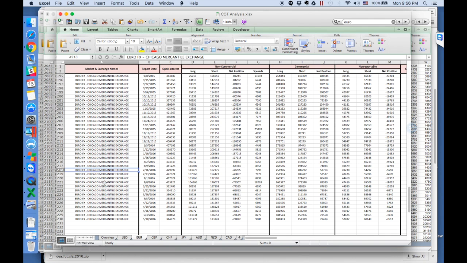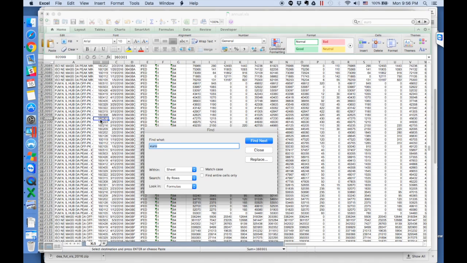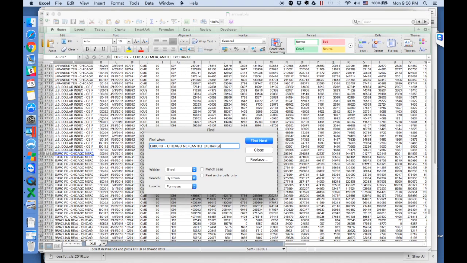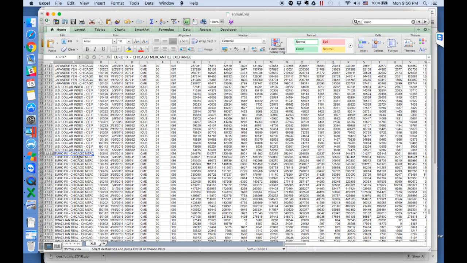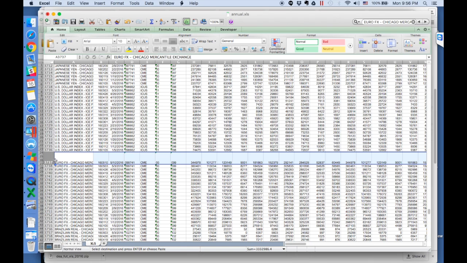I have this, so I can just copy this and then go over to Excel and find it. Yeah, so it's here. I don't have to scroll because I already have the name, Euro FX. So I can just use Control Find. But if you don't have anything and you go and look for it, it will be terrible. That's the first time you do it. After that you can find it.